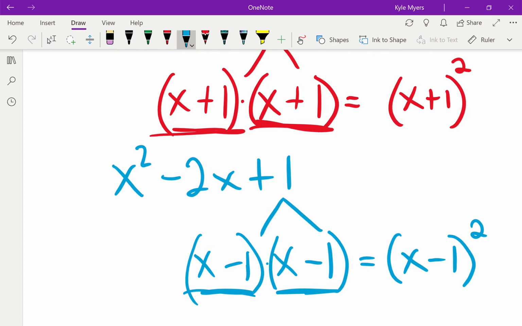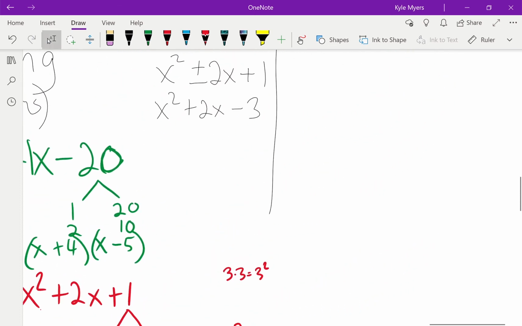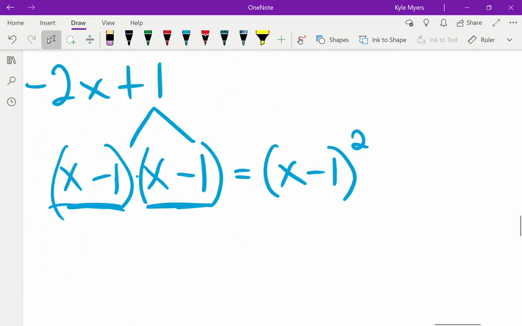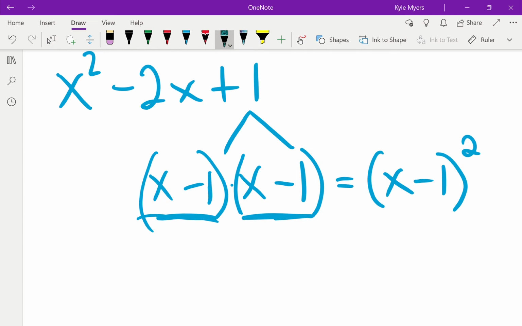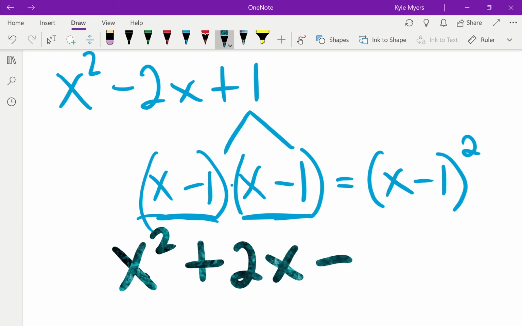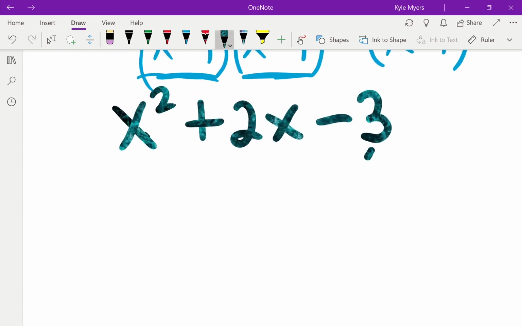All right. Now, what was that last one we did? It was x squared plus 2x minus 3. Let's knock out that last one. x squared plus 2x minus 3. All right, so check it out. We want two things that multiply to give me 3. There's only really two numbers that give me 3. 3 and 1, right? No other numbers.